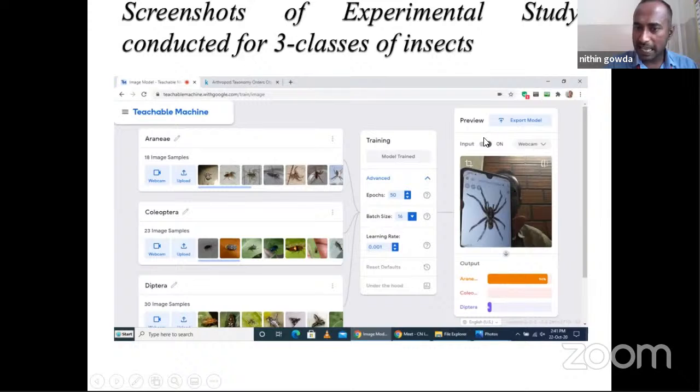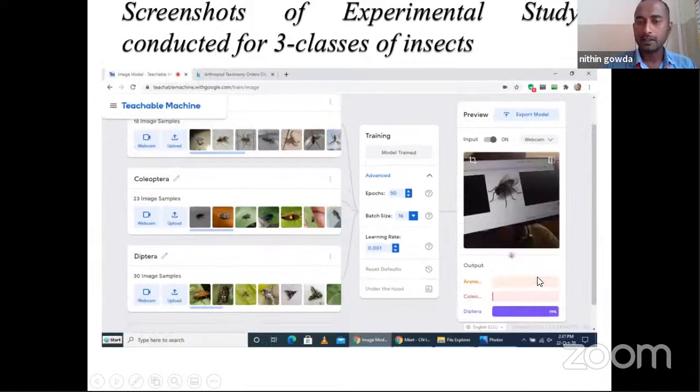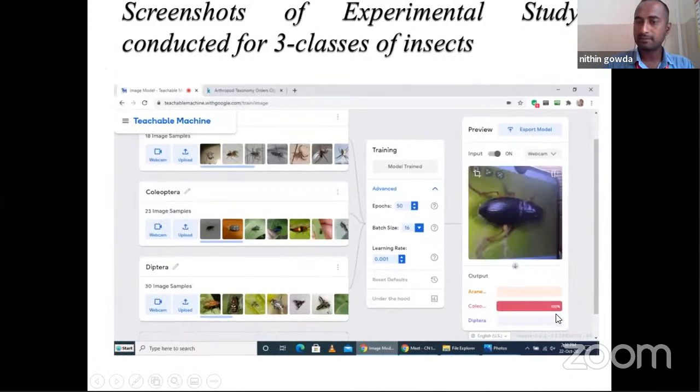In the first classification, I'm giving a sample by name Arachnida. The classification accuracy is 94%. The model that I have trained has classified it. Please observe the count of images I have given here: 18, 23, and 30. Just by using this many samples, the classification accuracy is 94%. Next, Diptera is classified at 99%. Next, Coleoptera at 100%.